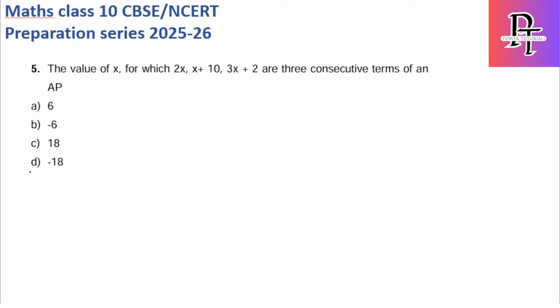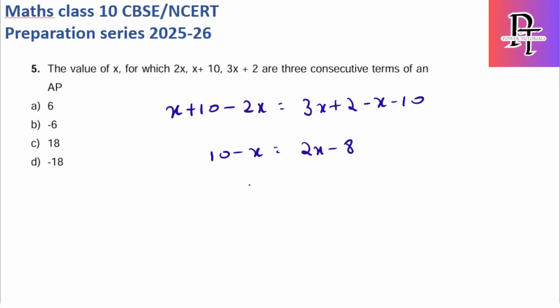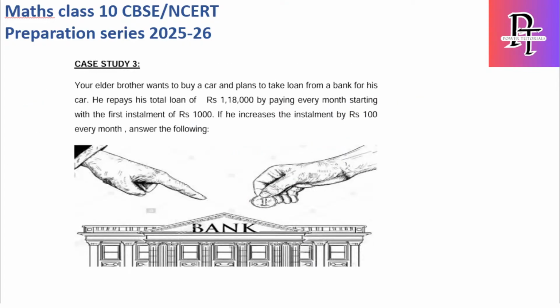Next move to the fifth one. The value of x for which 2x, x plus 10, 3x plus 2 are 3 consecutive terms of AP. So I told you the property for an arithmetic series: the difference between any 2 consecutive terms should be the same. So here I can say x plus 10 minus 2x should be equal to 3x plus 2 minus x minus 10. So this becomes 10 minus x is equal to 2x minus 8. So 10 plus 8 is 18, 2x plus x is 3x, hence the x value is 6, which is option A.